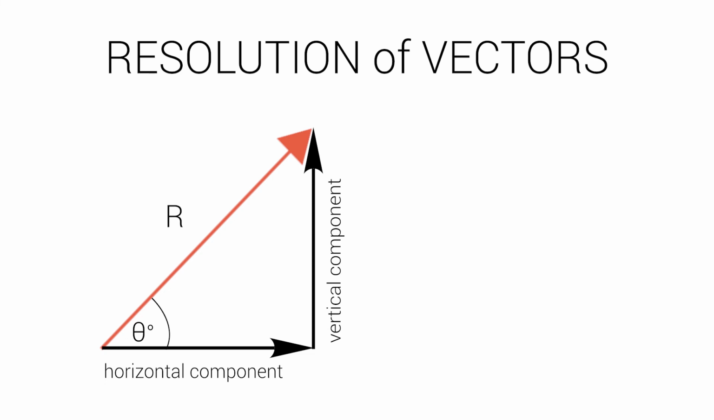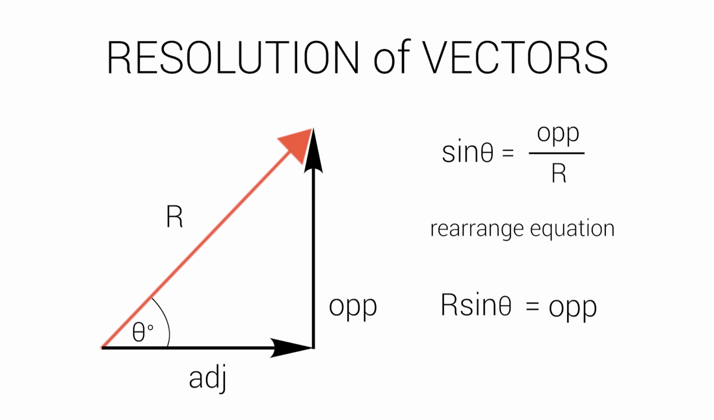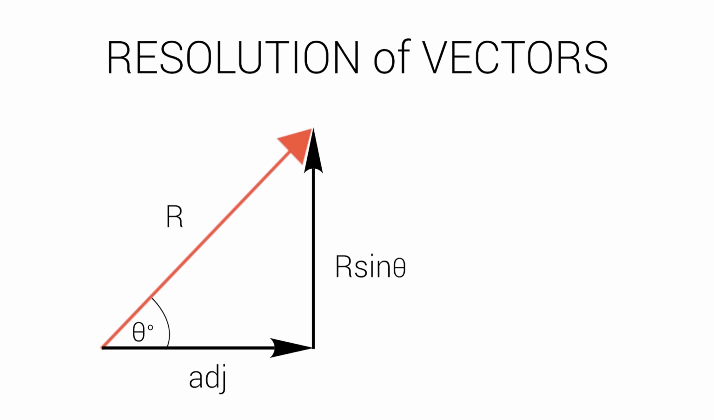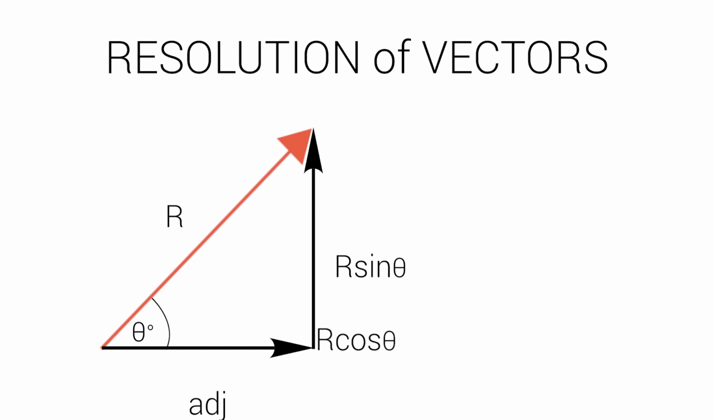So if you look at the side that's opposite to the angle, that is the vertical side. Now that vertical side can be found using sine theta, because sine theta is opposite over hypotenuse. In this case, hypotenuse is the resultant. So if I rearrange this equation, I end up with r sine theta is equal to the opposite side. And similarly, the adjacent side is equal to r cos theta. So we've got r sine theta and r cos theta. So in this way, we've taken our resultant vector and we've split it up into its horizontal and vertical components.